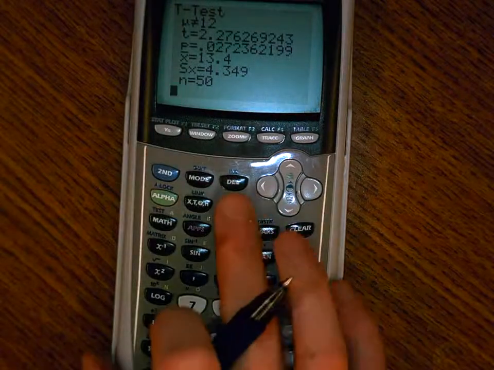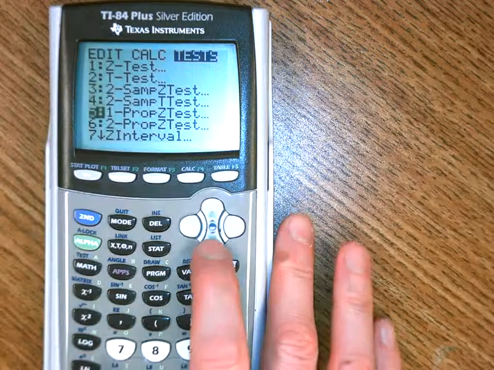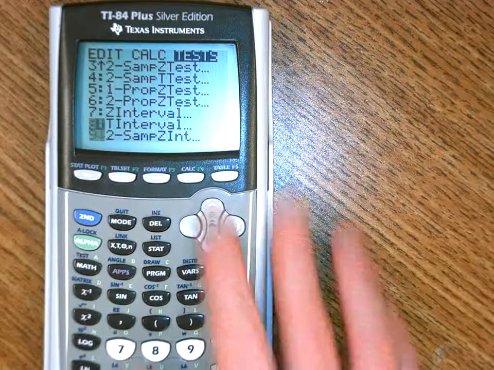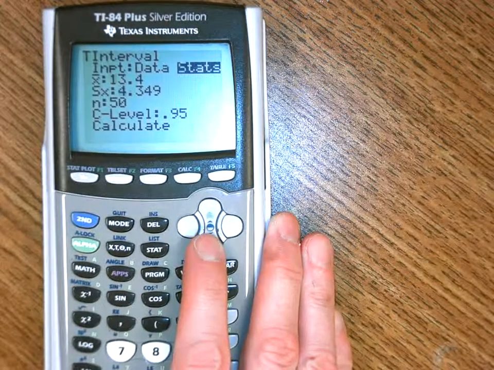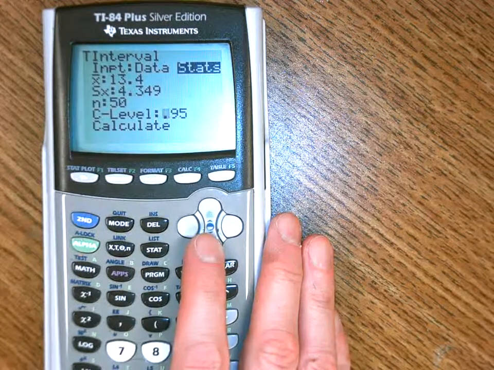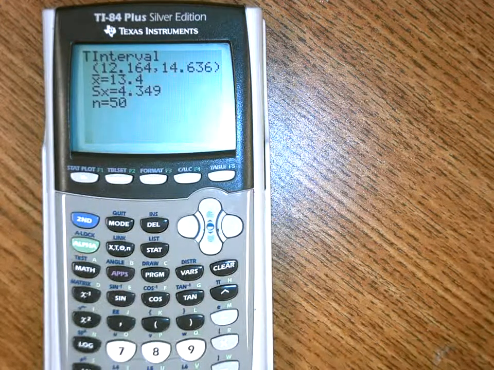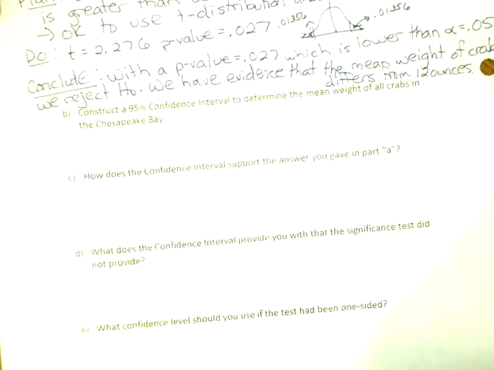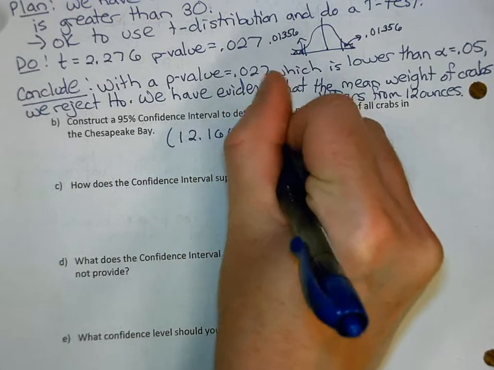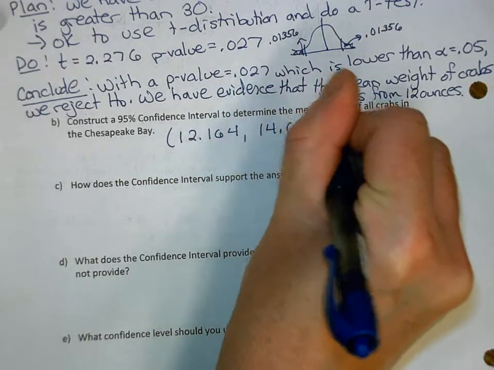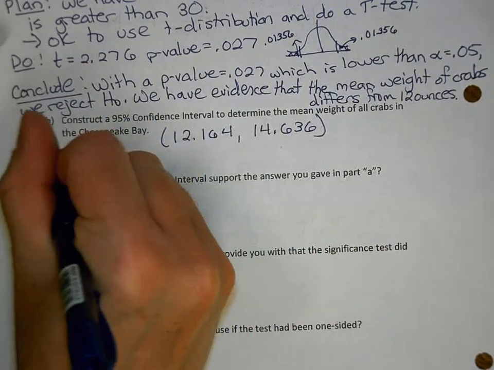Go to your calculator, hit stat, go over to test, and I'm looking for t interval. Oops, there it is, number 8. I still have statistics, and hey look, it kept all that stuff in place for me. I didn't have to do anything. Calculate. Calculators are lovely. Here's our interval: 12.164 to 14.636.